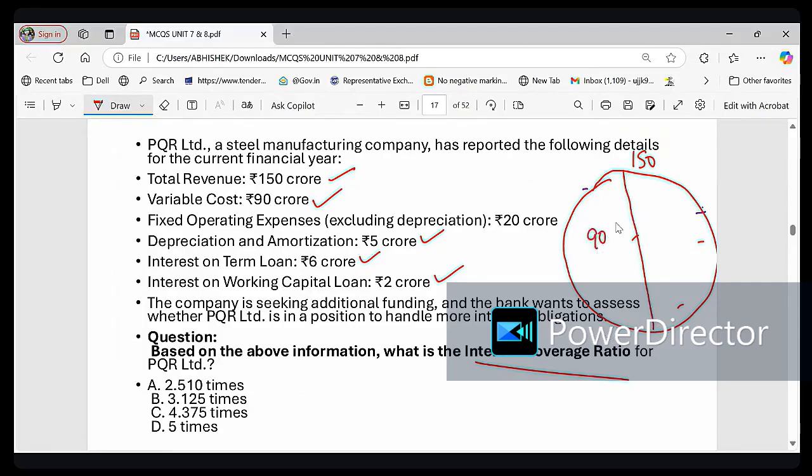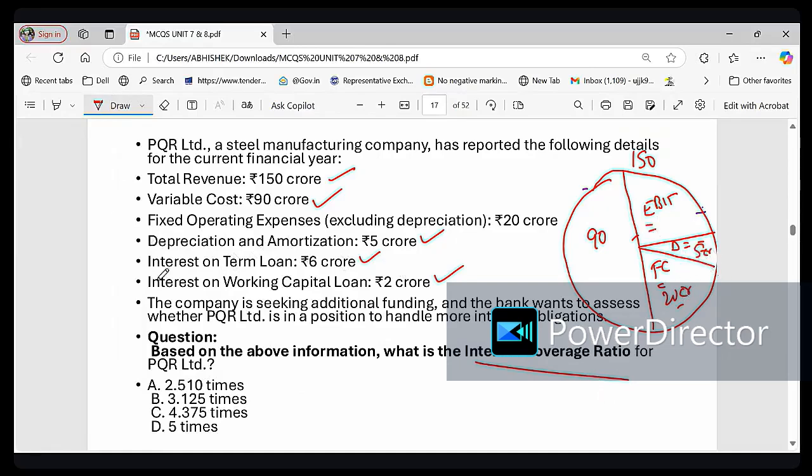So the remaining is how much? 150 minus 90, and one part of this will be our fixed cost, one part will be our depreciation, and the remaining will be our EBIT. So how much is the fixed cost? The fixed cost is given as 20 crore. How much is the depreciation and amortization? 5 crore. So can you tell me what is the EBIT?